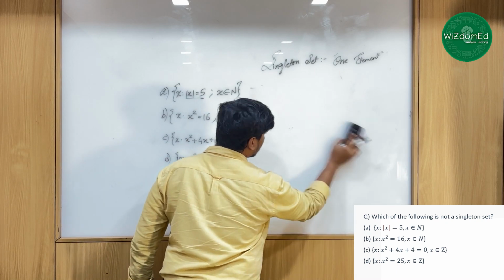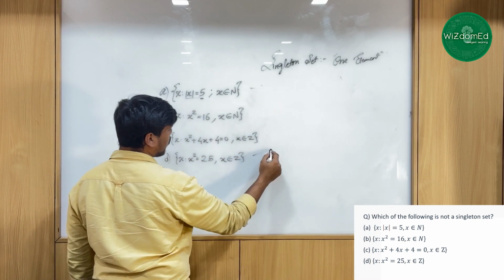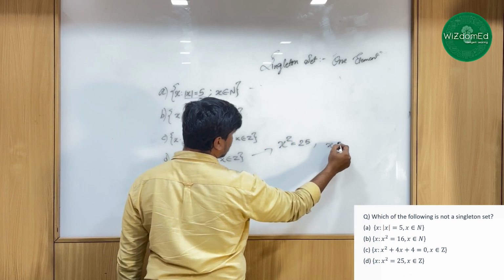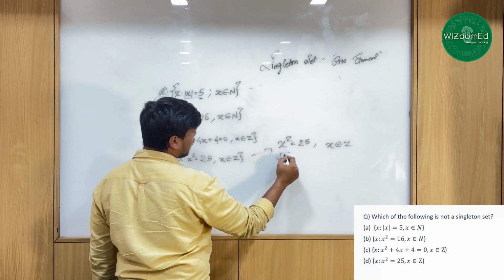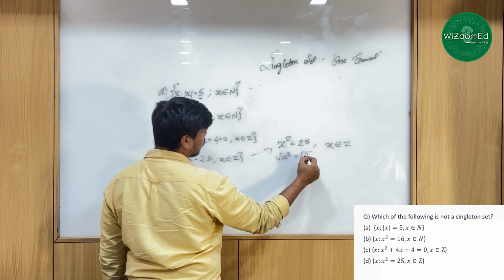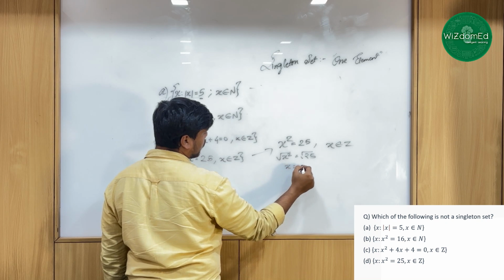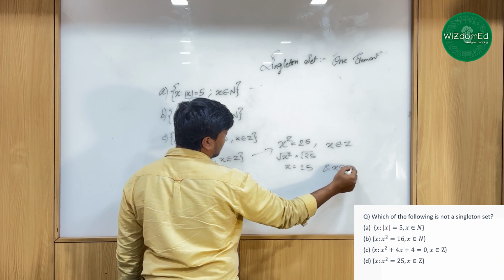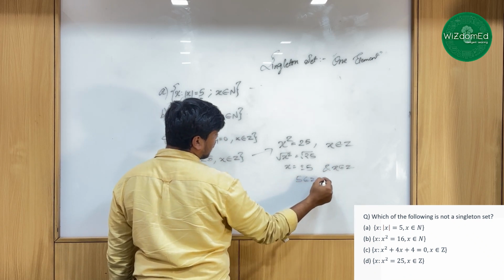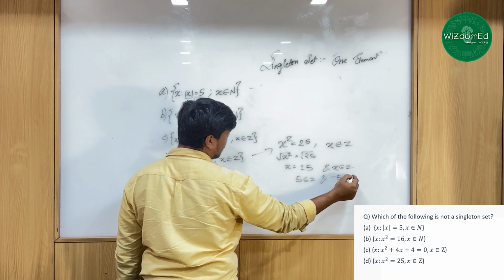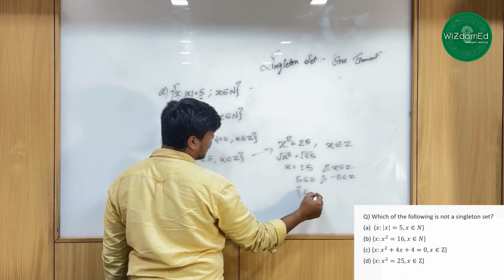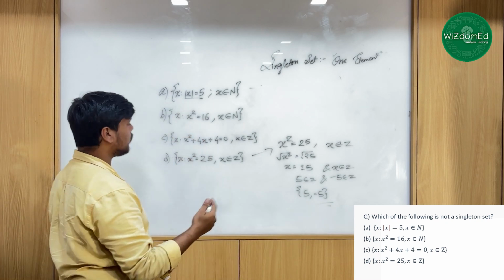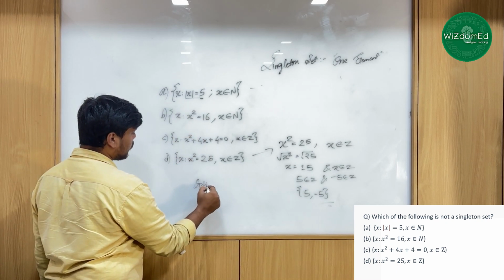Now finally, let's take a look at option 4. Here the condition is x square is equal to 25 and x should belong to Z. If I again solve this, I have to take the square root and I'll get x is equal to plus or minus 5 and x belongs to Z. We know that 5 belongs to Z as well as minus 5 belongs to Z. So this set will have two elements, 5 and minus 5, which is not a singleton set. So for this, the correct answer is option D.